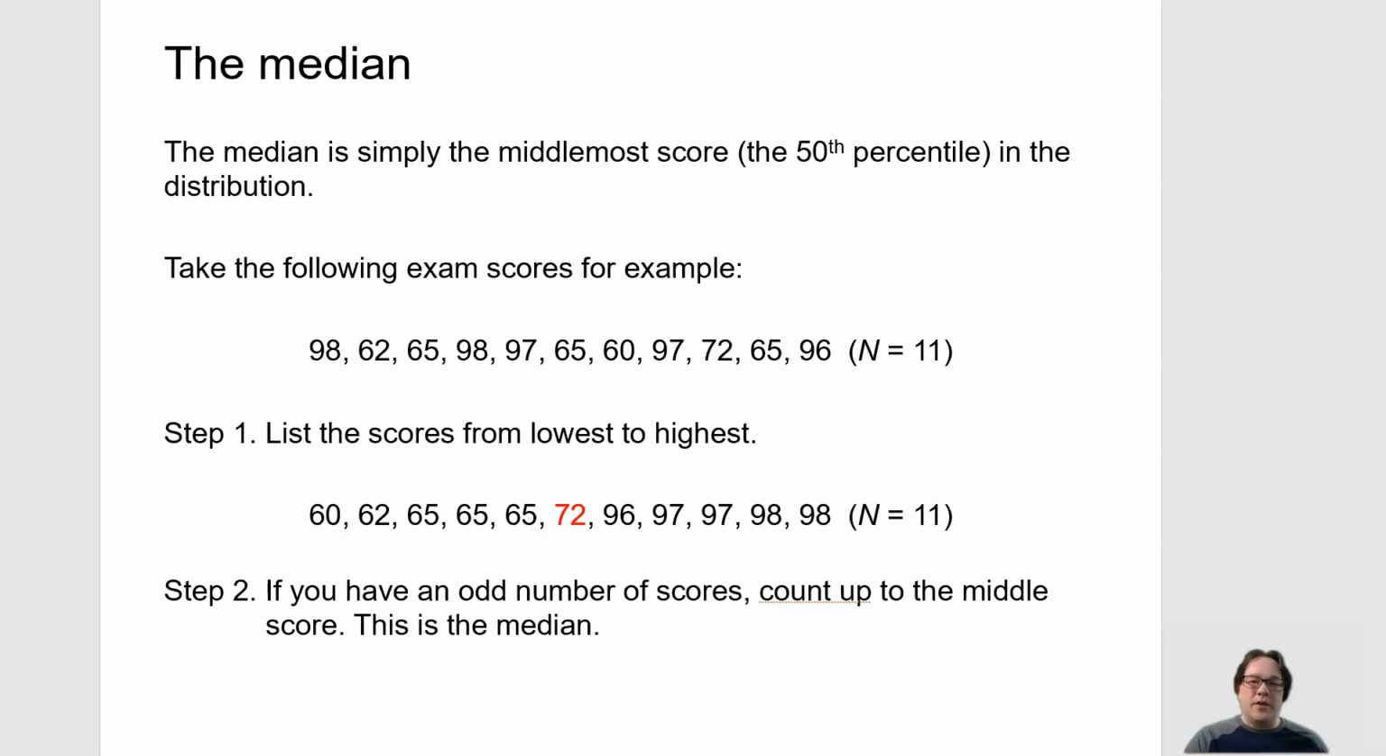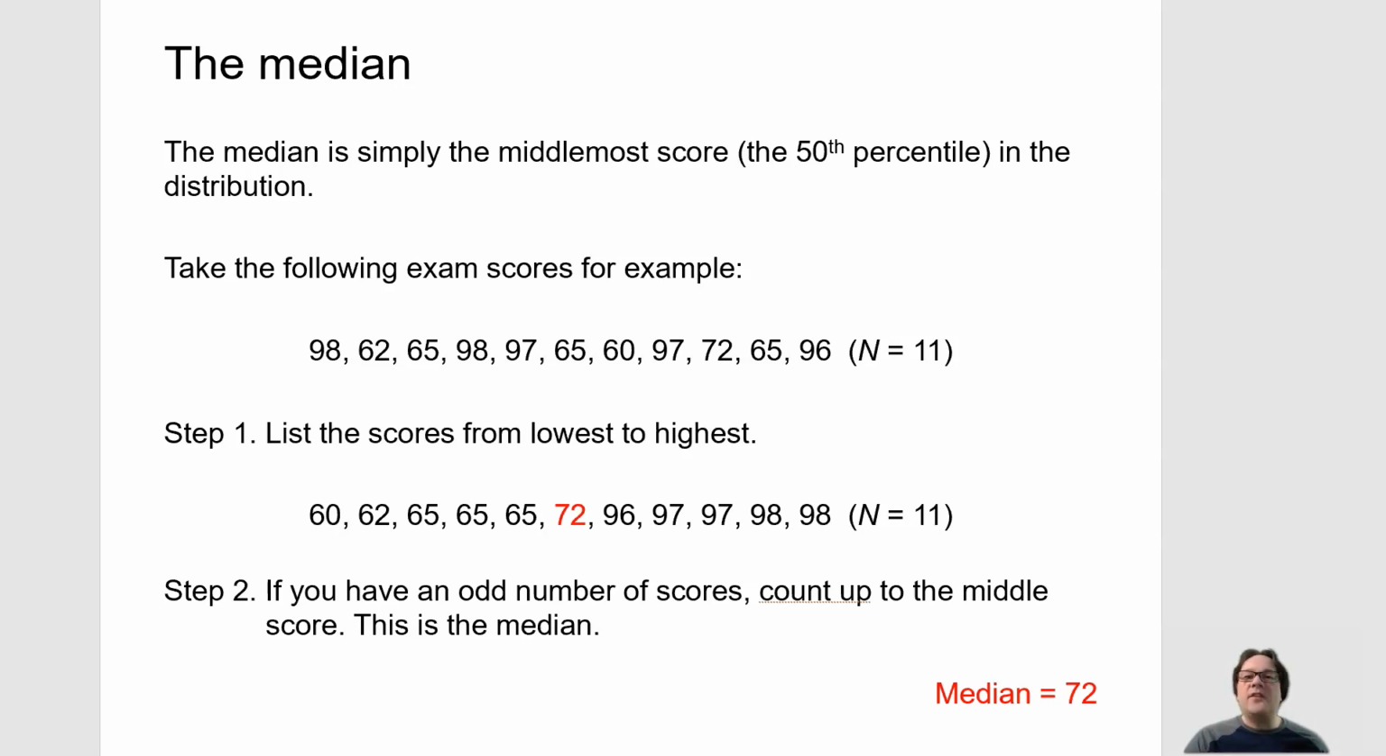So there are an equal number of scores that occur above 72 in this distribution as there are scores that appear below 72. So the median is the middlemost score, also the 50th percentile. Okay, so we have a median of 72 in this case. When you have an odd number of scores, finding the median is pretty easy.